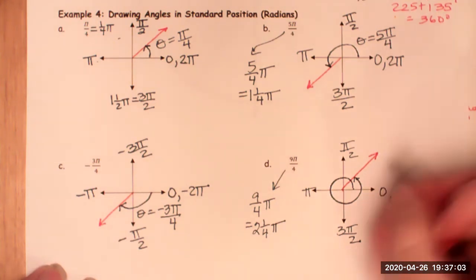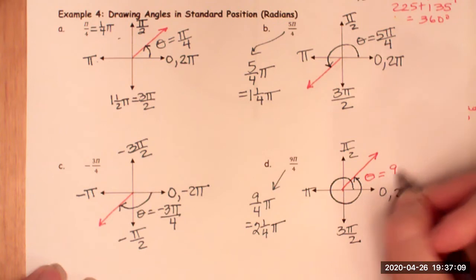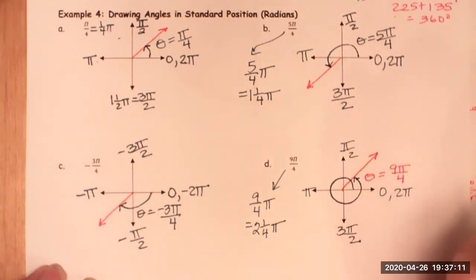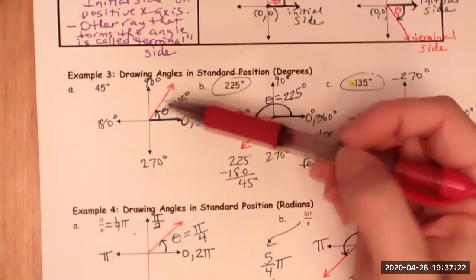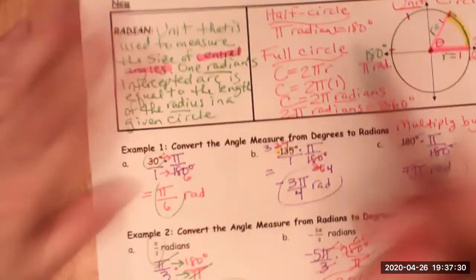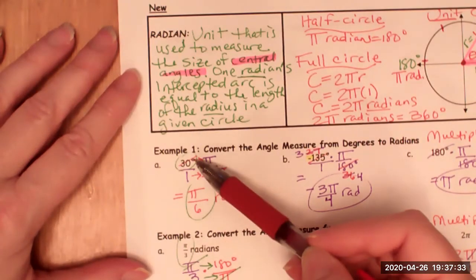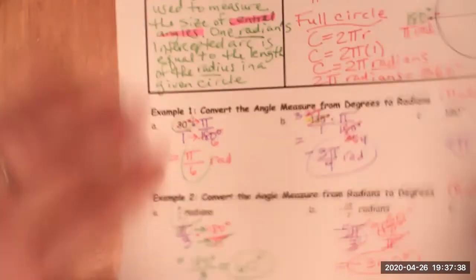And we can say that this is theta is equal to 9 pi over 4. Okay? So a couple things I want you to notice here. First of all, remember we talked about common values that we should be familiar with. Like we already saw, if we flip back a page here, that pi over 6 is equivalent to 30 degrees. Pi over 6 radians is 30 degrees. Pi over 3 radians, 60 degrees.